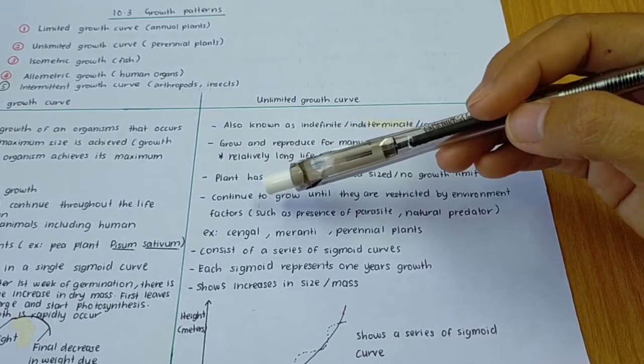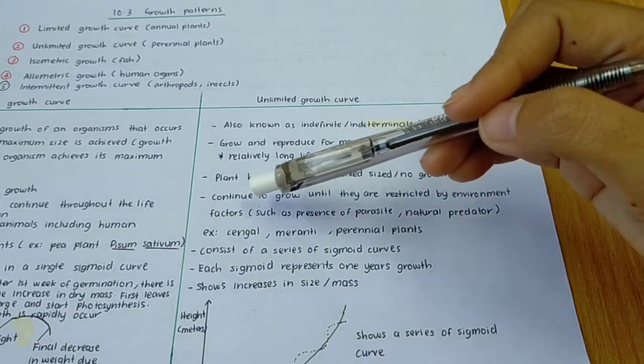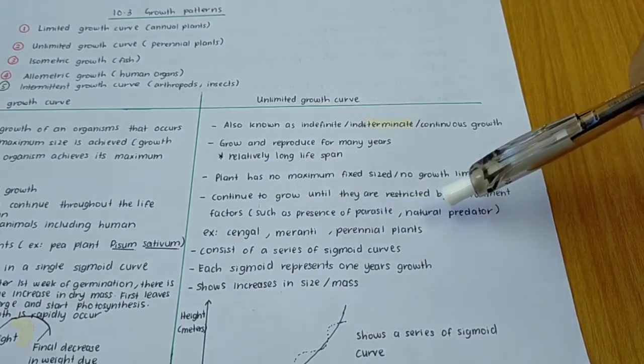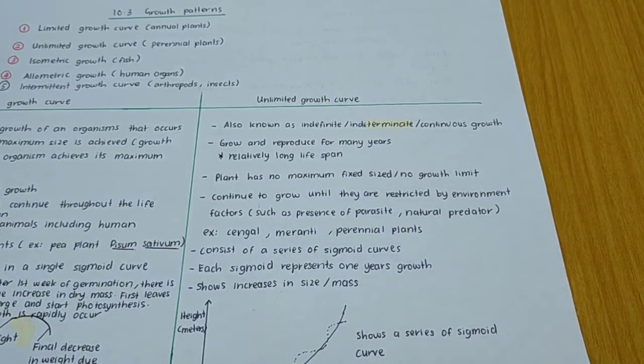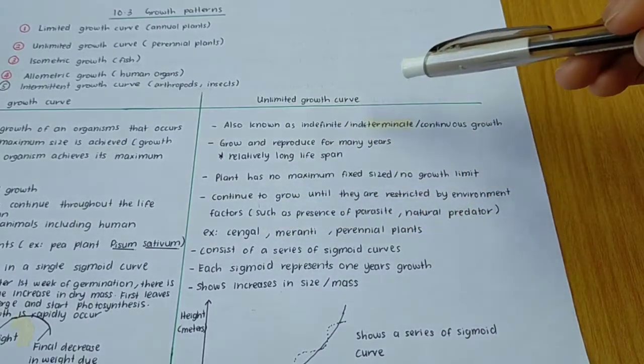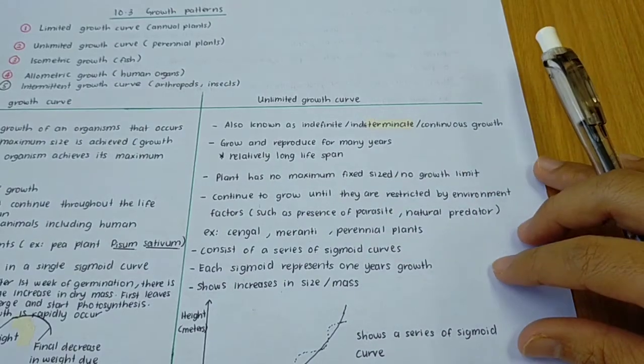Okay, so it will continue to grow until they are restricted by environmental factor. Contohnya such as presence of parasite, natural predator. Okay, maksudnya kalau misalnya it is influenced by environmental factor, it can stop the growth. So selagi tak ada faktor daripada environment, the plants will continue to grow. So that's why kita panggil sebagai unlimited growth curve. So the example for plant that shows the unlimited growth curve is cengal, meranti and also perennial plant.